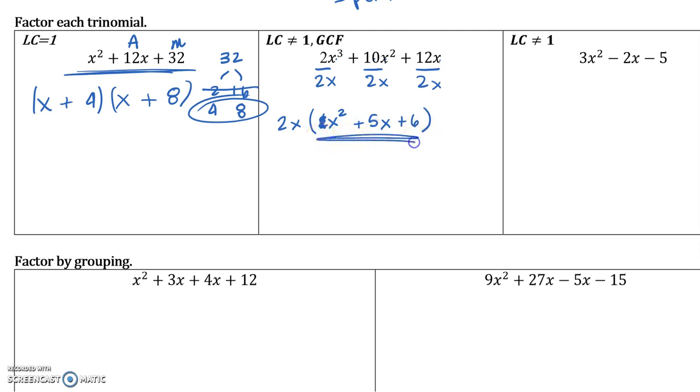So now I want to factor this inside part further, hopefully ending up in double parentheses with an x and an x. Numbers that multiply to 6, but when I add them up, I get 5. So numbers that multiply to 6 are 1 and 6, and 2 and 3.